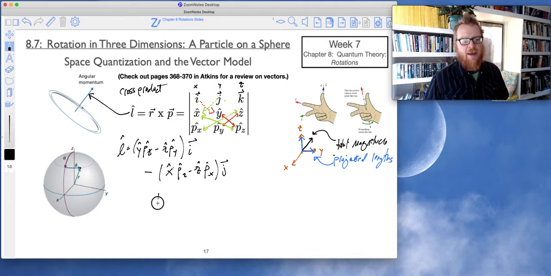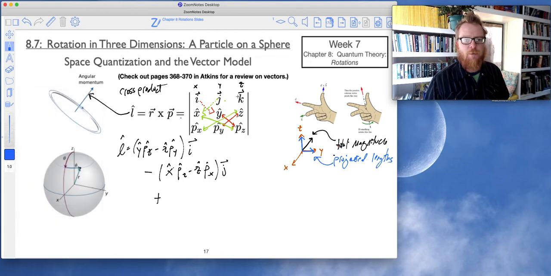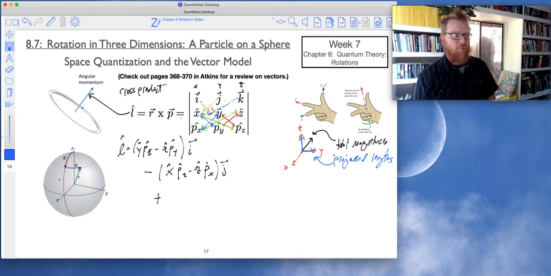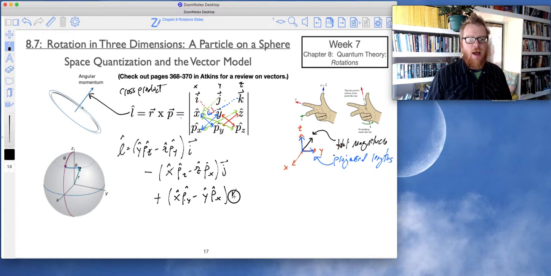Finally, when I do my k, that's an addition. This is just standard matrix manipulation. If I start with k, I go down to y. Oops, wait a second. Nope, I was about to do it wrong. Undo. Okay, now I go k all the way out to the x, and then x py minus y px. Great. So that's x py minus y px times vector k.